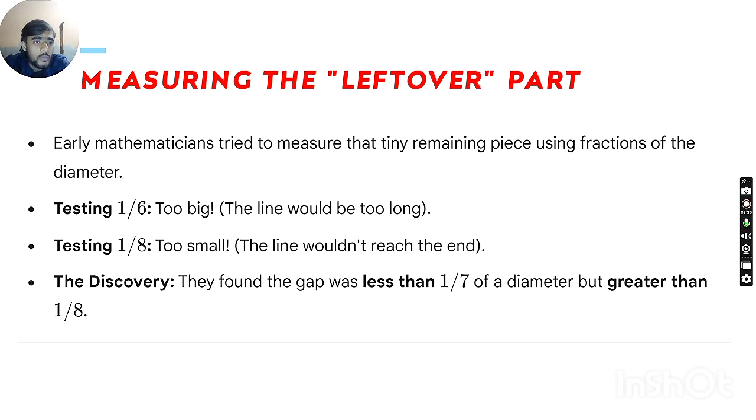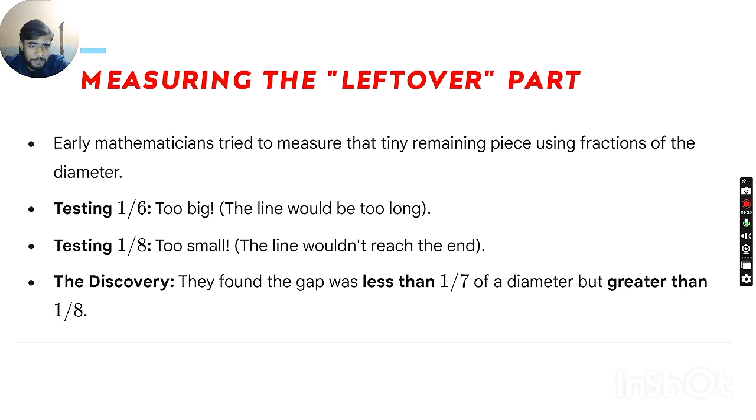If they took the value 1 by 7, meaning diameter by 7, the leftover part is less than that length. And if they took 1 by 8, meaning diameter by 8, for the leftover part, they found the length of the leftover part is greater than diameter by 8. This is applicable for any circle, whether small or bigger, any circle.